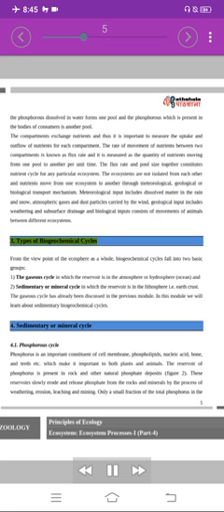Types of biogeochemical cycles. From the viewpoint of the ecosphere as a whole, biogeochemical cycles fall into two basic groups. One, the gaseous cycle, in which the reservoir is in the atmosphere or hydrosphere, the ocean; and two, the sedimentary or mineral cycle, in which the reservoir is in the lithosphere, i.e. the Earth's crust. The gaseous cycle has already been discussed in the previous module. In this module we will learn about sedimentary biogeochemical cycles.